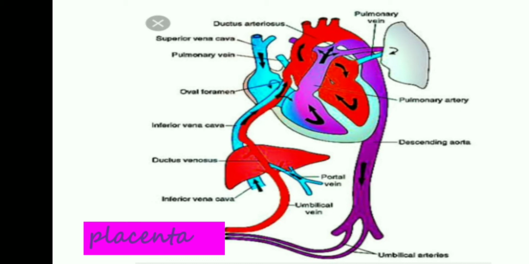Coming to the atrium, there is a mixing of blood received from the right atrium. Both blue and pink colors are mixing together here. A small amount of venous blood returns to the lungs. These are the pulmonary arteries.